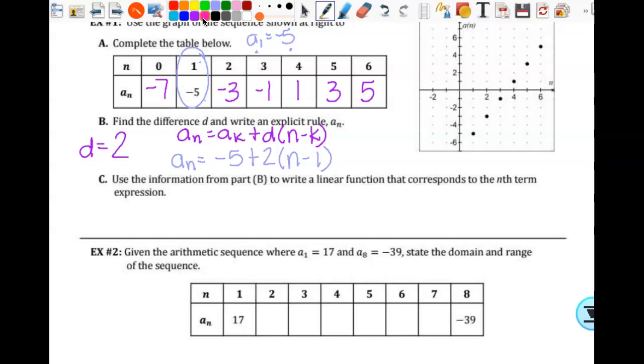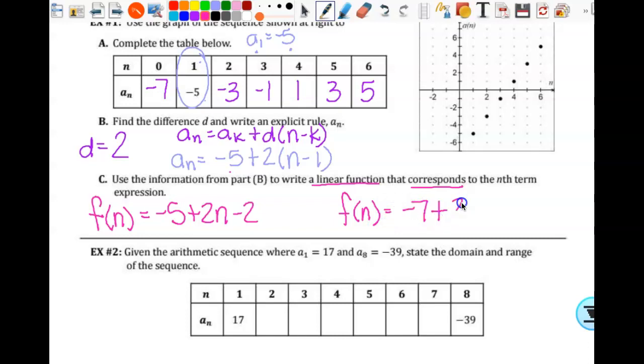Then it says use the information from part B to write a linear function that corresponds to the nth term expression. So that means we're going to have a function. It's going to be a function of n. So to do that, this is where we're going to simplify. I'm going to take this and distribute that 2 as I write it down. -5 plus 2n minus 2. And then when I clean that up, f of n is going to be equal to -7 plus 2n. I could also write it as 2n minus 7, the same thing. That's your slope-intercept form. Okay, we good so far?